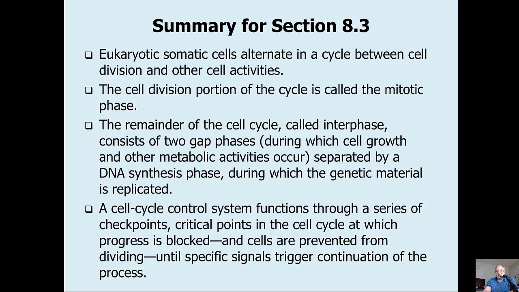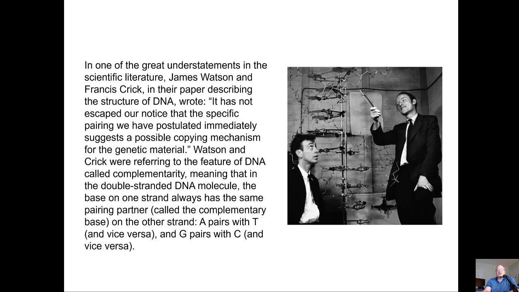The remainder of the cell cycle, called interphase, consists of two gap phases, during which cell growth and other metabolic activities occur, separated by the DNA synthesis phase, during which the genetic material is replicated. So the cell cycle control functions through a series of checkpoints, and remember, that's what controls how fast cells divide.